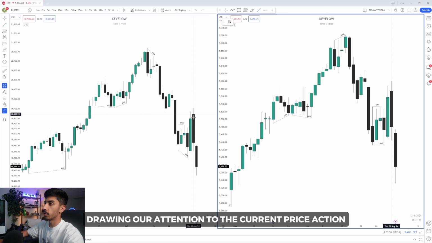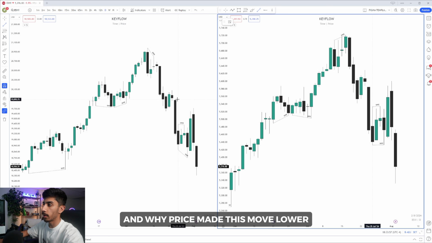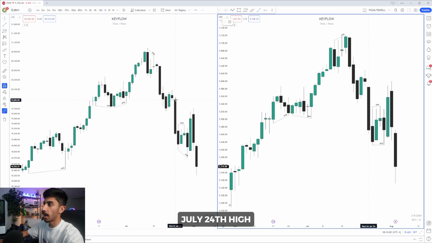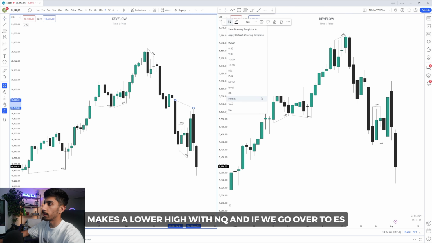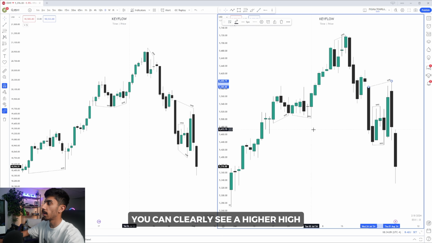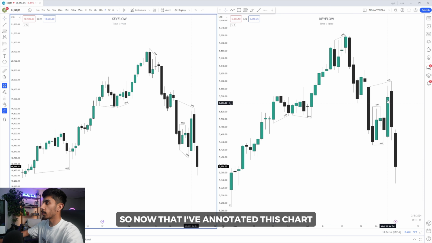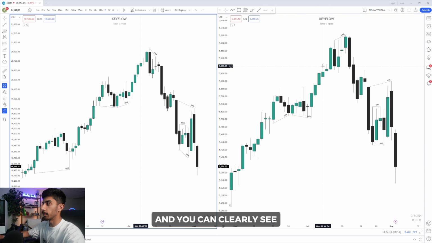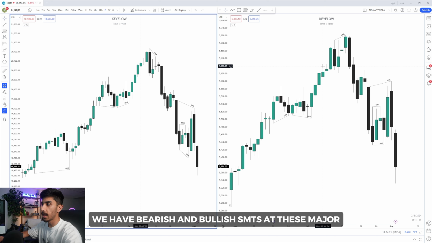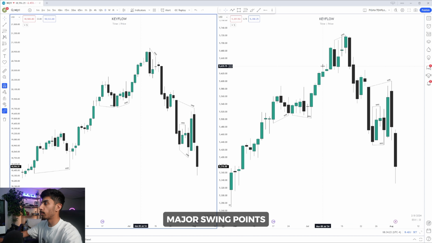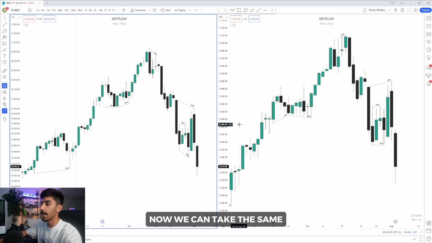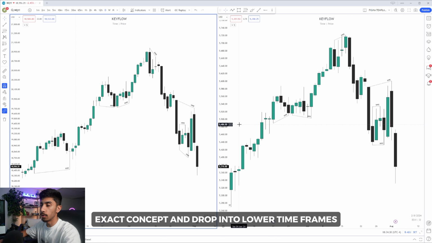All right, drawing our attention to the current price action and why price made this move lower, you'll see we have the Wednesday, July 24th high makes a lower high with NQ. And if we go over to ES, you can clearly see a higher high, and that follows a move lower. So now that I've annotated this chart and you can clearly see we have bearish and bullish SMTs at these major swing points in order for reversals to take place. Now we can take the same exact concept and drop into lower time frames.